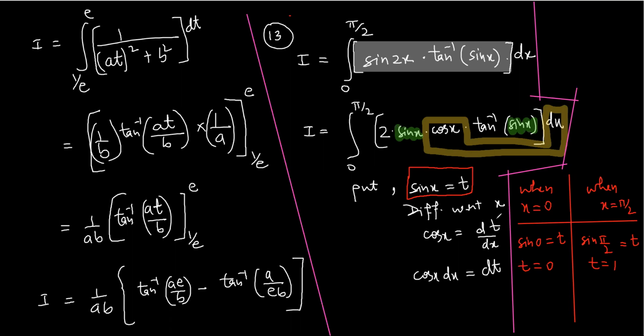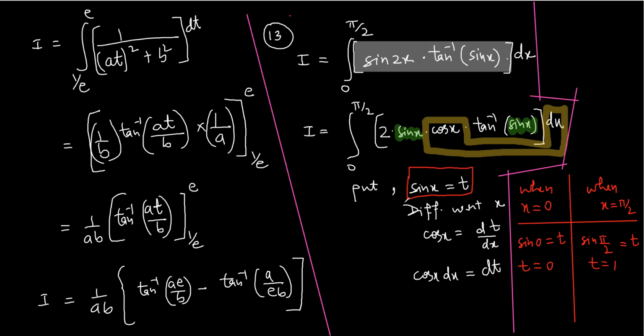See what is done? The interval was 0 to pi by 2 when the integral was in x. When the integral is changed to t, the interval will be 0 to 1. It is no more 0 to pi by 2. Okay. So I write here the new integral I equals 0 to 1, 2t, tan inverse t. I hope you are getting it.